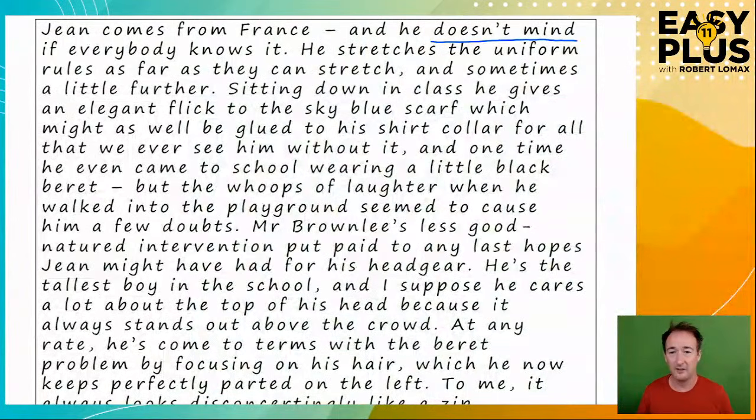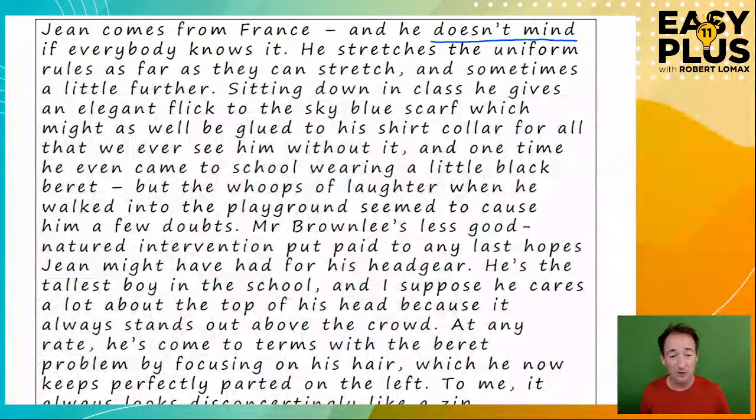Sitting down in class, he gives an elegant flick to the sky blue scarf, which might as well be glued to his shirt collar for all that we ever see him without it. Now this is where somebody else could have written, he always wears a sky blue scarf, and he never seems to take it off. Now that would be the listing facts approach. But what can we do to take that idea and actually suggest something about personality?